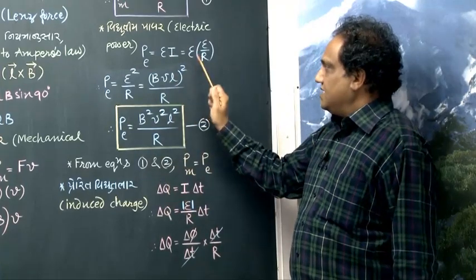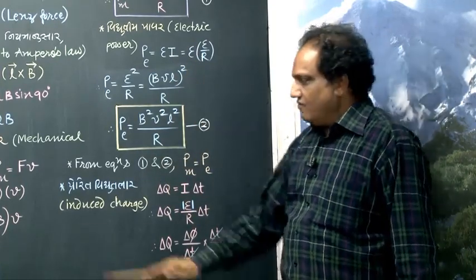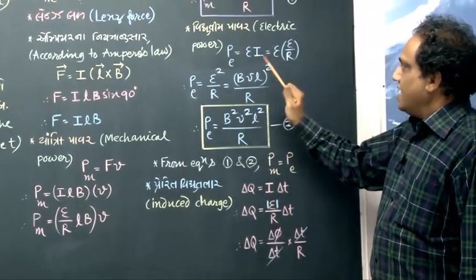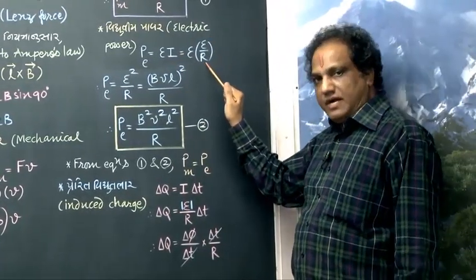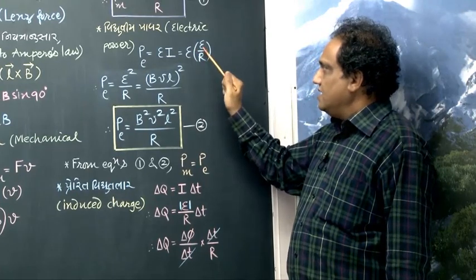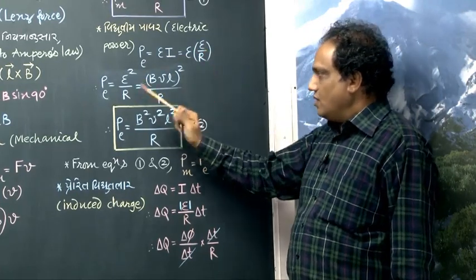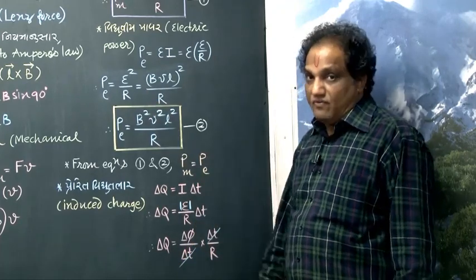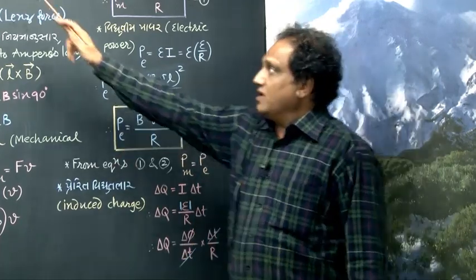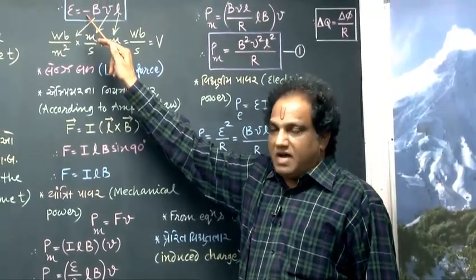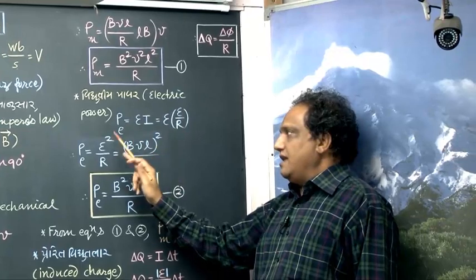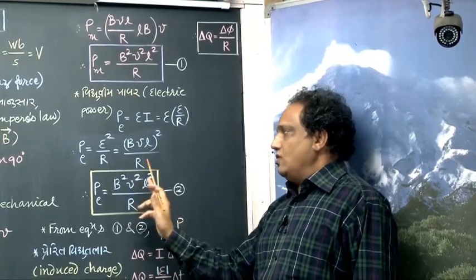Come on, E as it is. What about the formula of I? The formula of I is, come on everybody, I equals E upon R. And tell me, E into E, that is E square upon R. But what about the magnitude of induced EMF here? When you take magnitude here, minus will become plus, so it is BVL. So E equals BVL, and it's squared upon R.